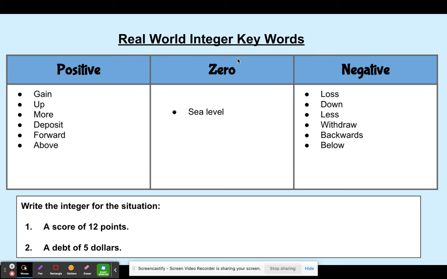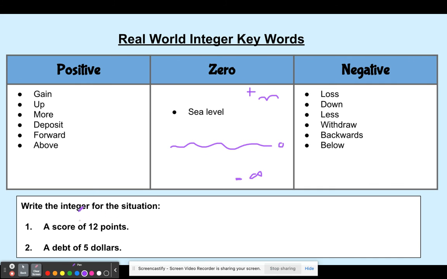And then right in the middle is zero. The most common real world phrase you're going to have for zero is sea level. Because when we talk about elevation, we have sea level. We have birds in the sky that are above sea level. They have a positive elevation. We have fish in the sea that are below sea level. They're negative elevation. And sea level is the middle. Sea level is our zero.